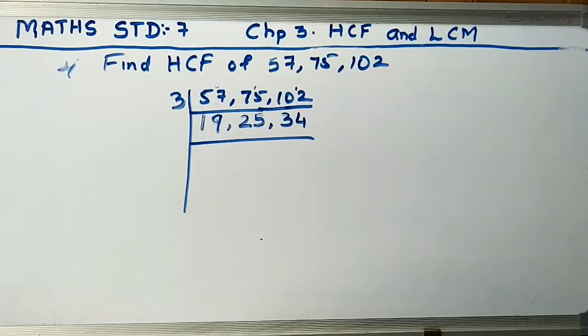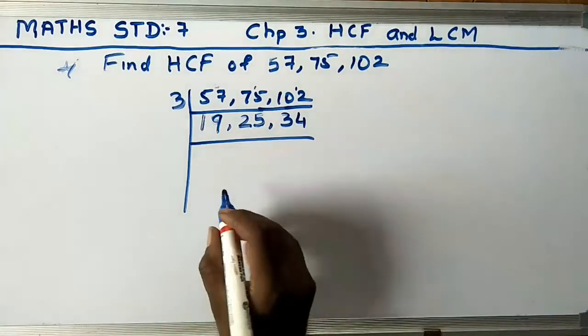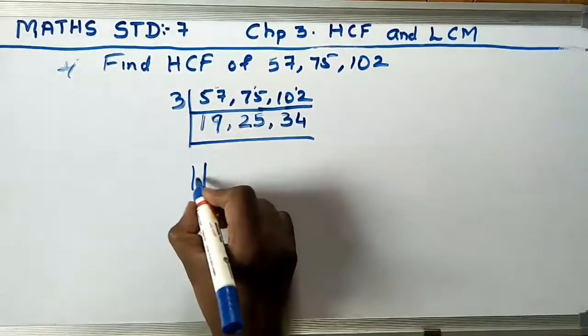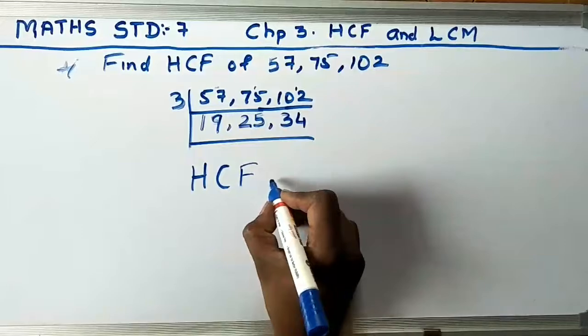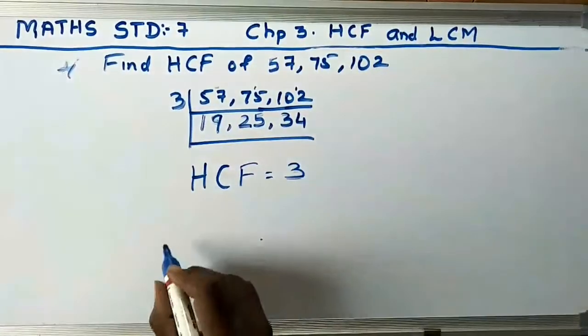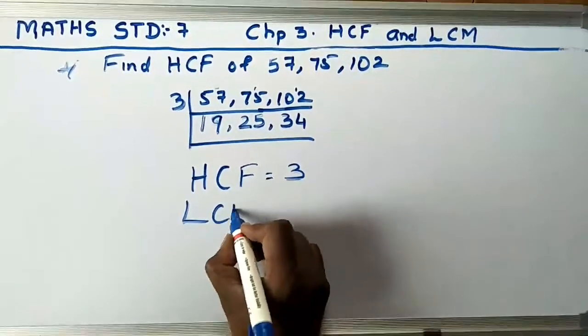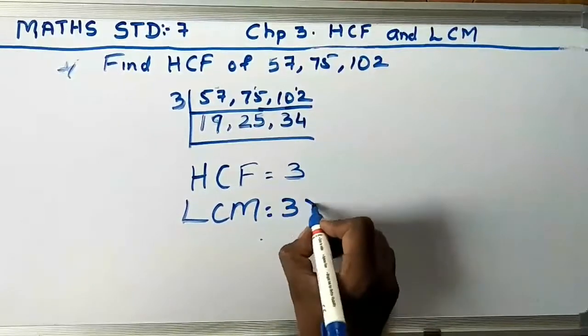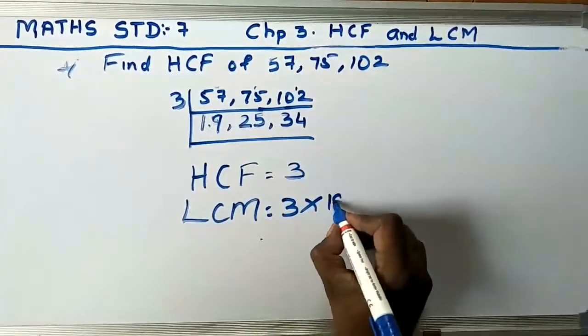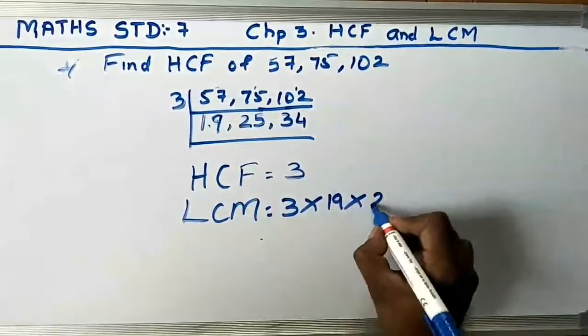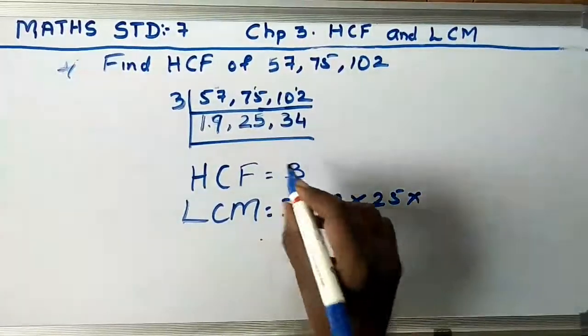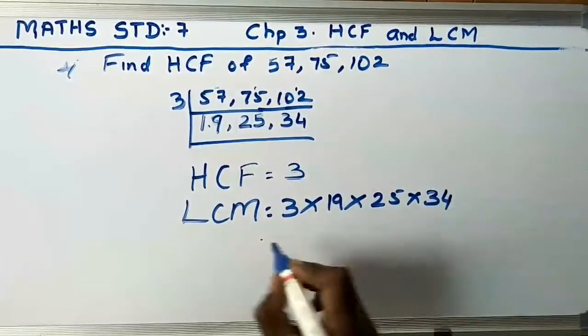These are the numbers. But from these numbers, which number is common? There is no common number. That means our HCF is only 3. But what about the LCM? Your LCM is 3 multiplied by 19 into 25 into 34. So let us calculate it.